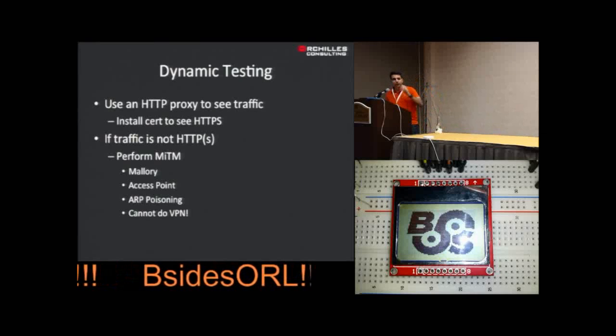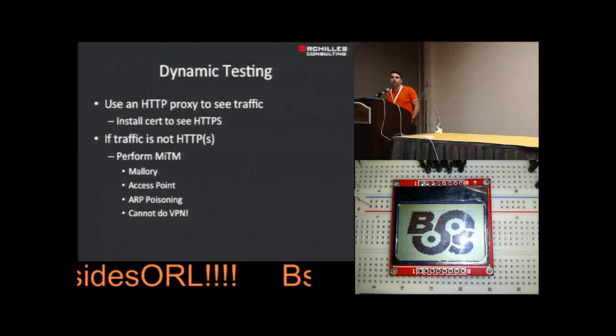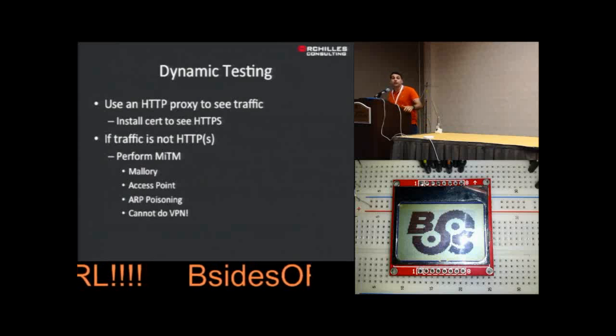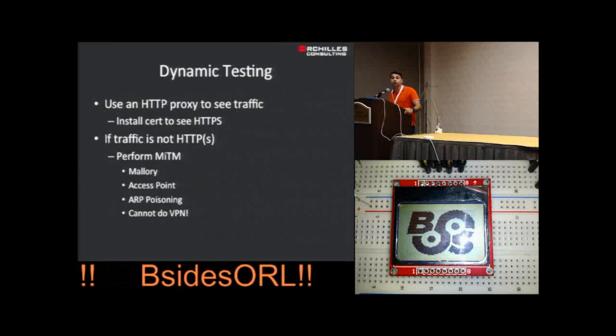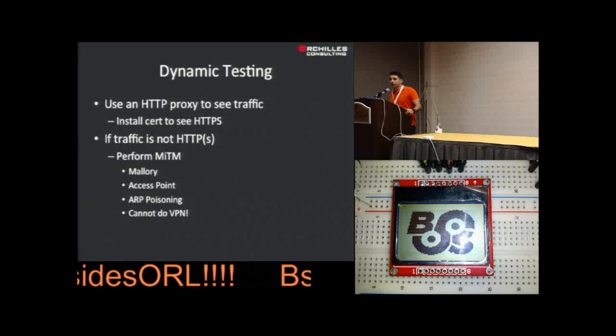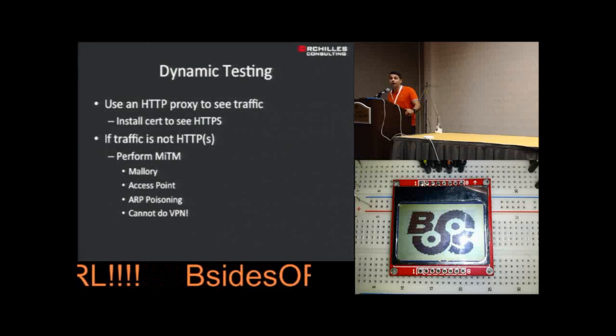Most apps are going to use HTTP or HTTPS to communicate. So you use an HTTP proxy. I'm going to show you how to set that up. And if it's HTTPS, I'll show you how to install your own certificate so you don't get the invalid cert error, or if they're using any sort of certificate validation, it'll validate it and you'll see even the encrypted traffic.